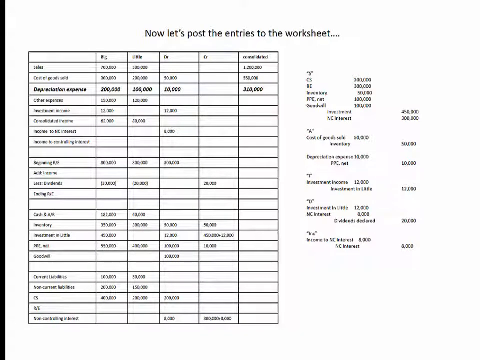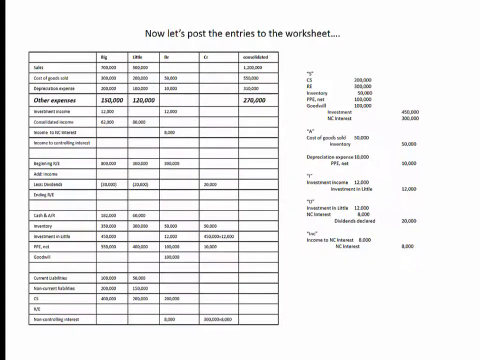Likewise for depreciation expense, as reported, a total of $300,000 between Big and Little. In addition, we tacked on another $10,000 as part of our elimination process, and so depreciation expense is up to $310,000. Other expenses, there are no adjustments, so we simply add across. Investment income has to go to zero.